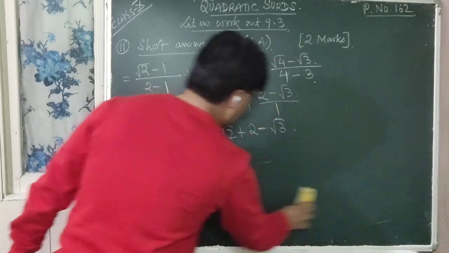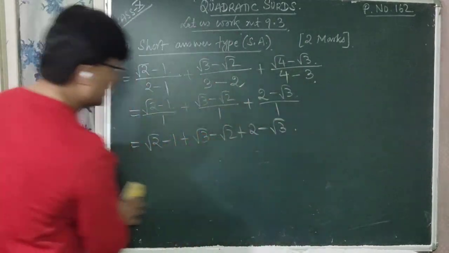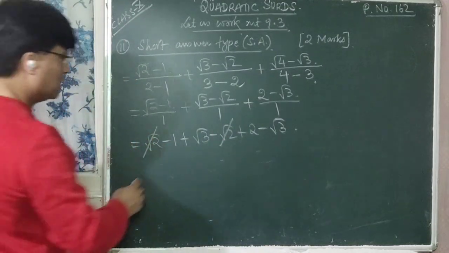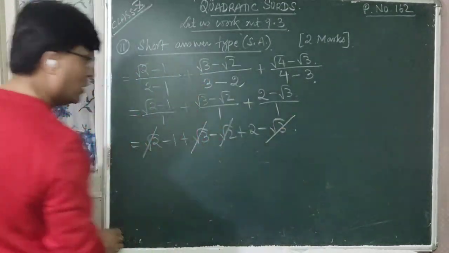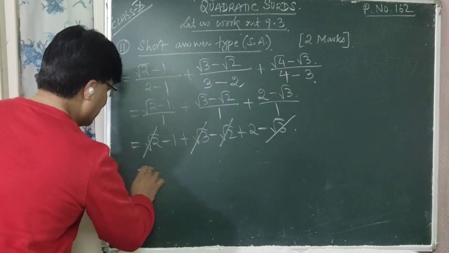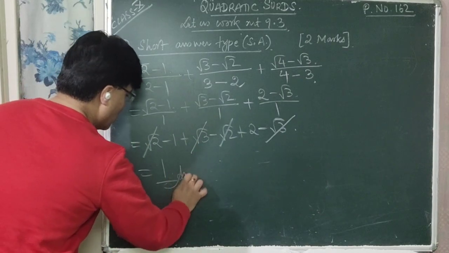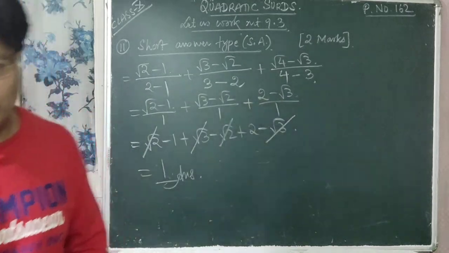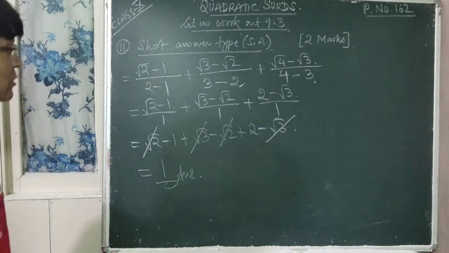So let us simplify it. Root 2 minus root 2 will be cancelled. Root 3 minus root 3 will be cancelled. What is 2 minus 1? Which is equal to 1. So 1 is the simplified value of the given expression. Is that clear to all of you?